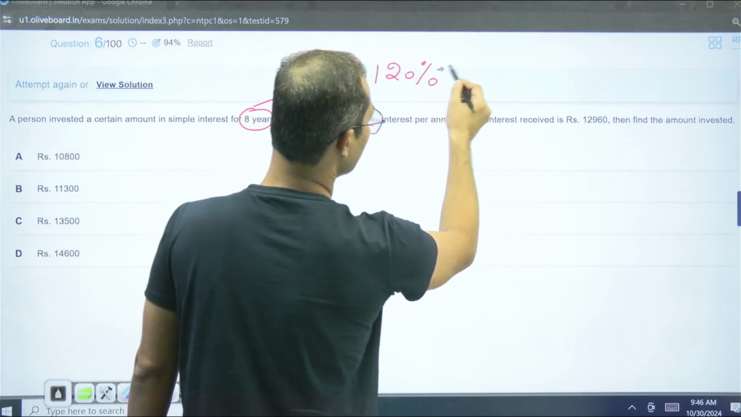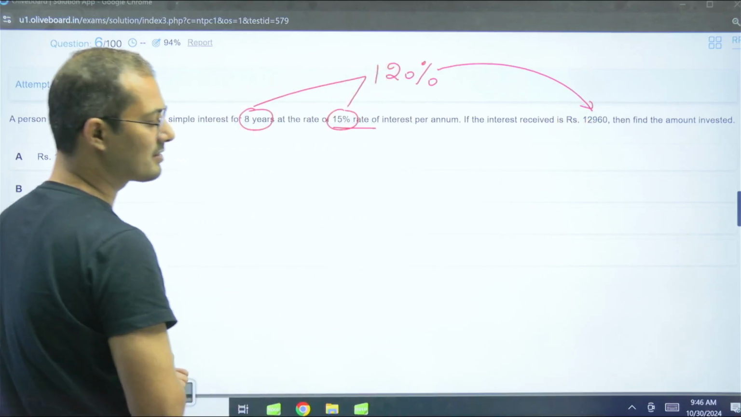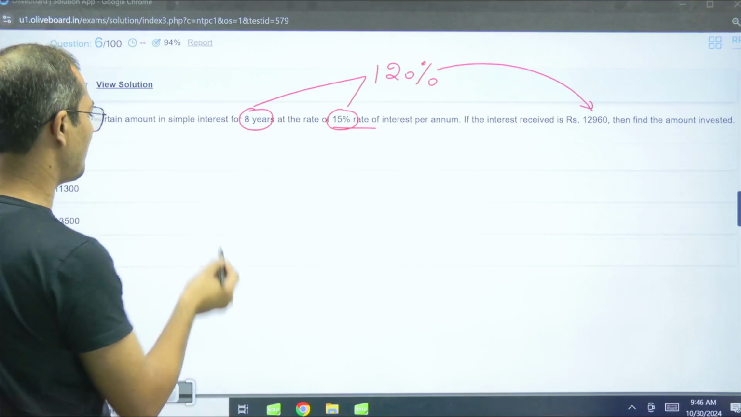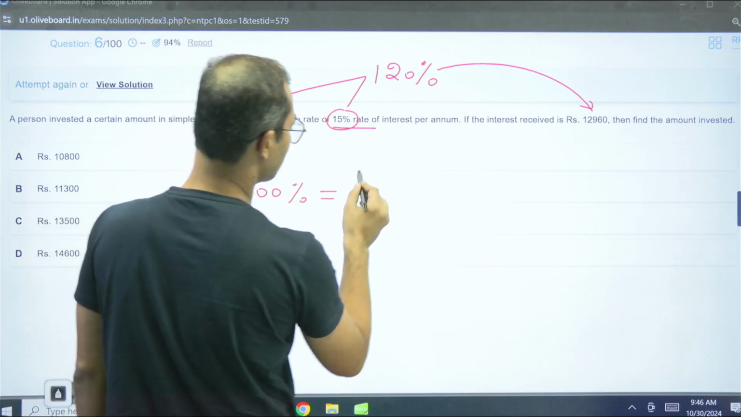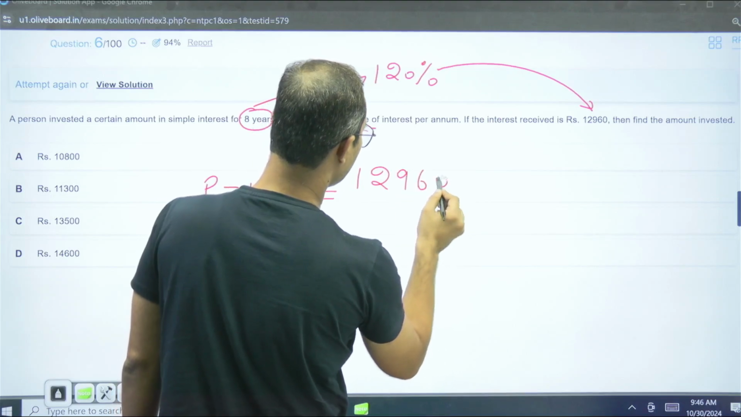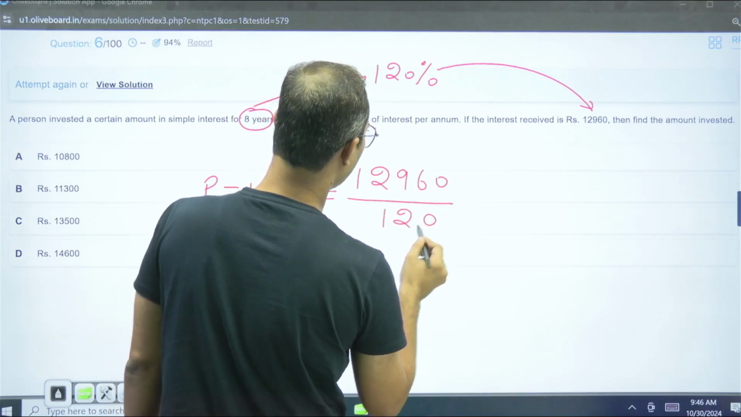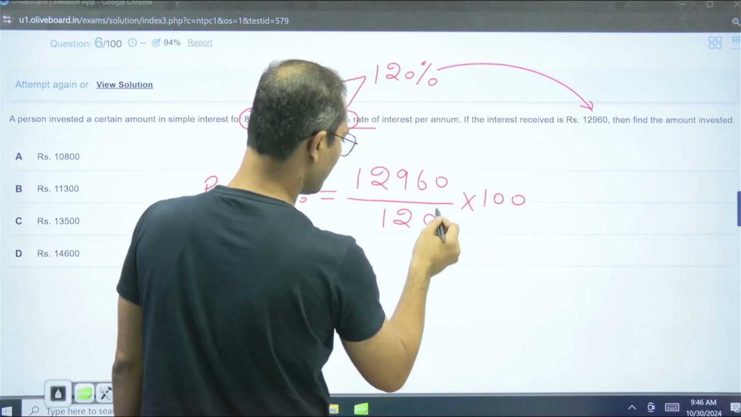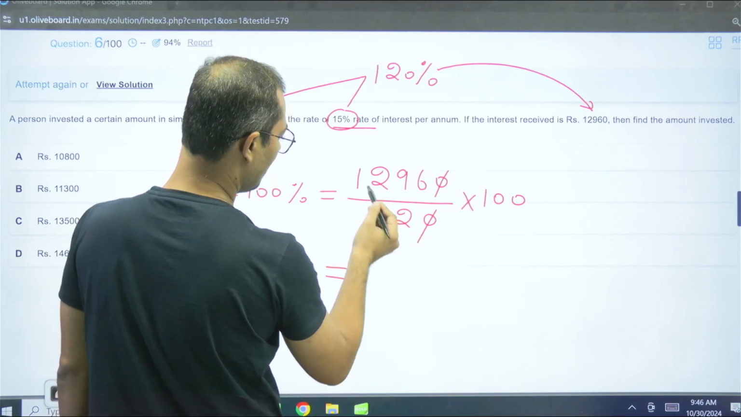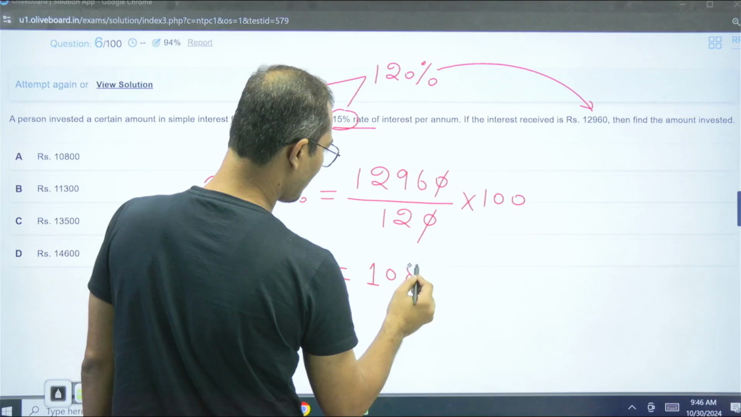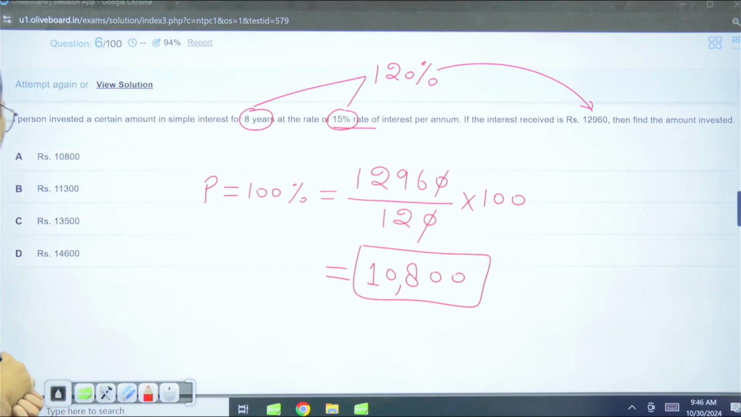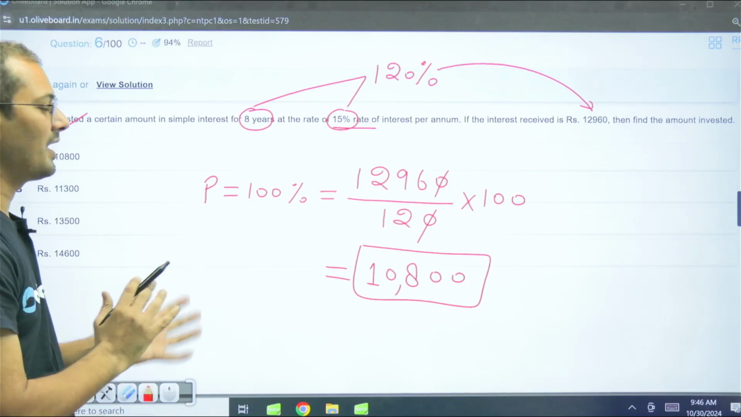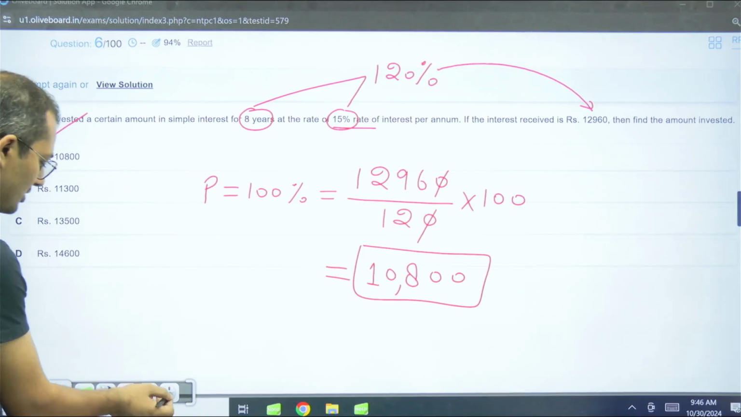So we can say that 120% is equal to 12,960. Now we have to calculate the principal. Principal is always equal to 100%. So 100% is equal to 12960 divided by 120 into 100, right? So the zeros cancel. 12 ones are 12, 12 eights are 96, and so on. So 10,800 is the right answer. Yes, option A is the right answer. Okay, so moving to the next question.